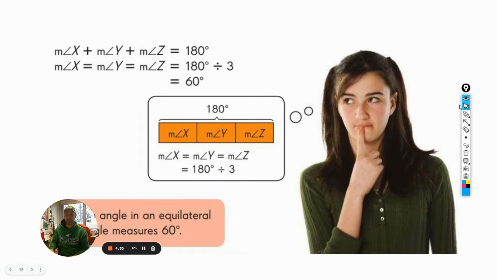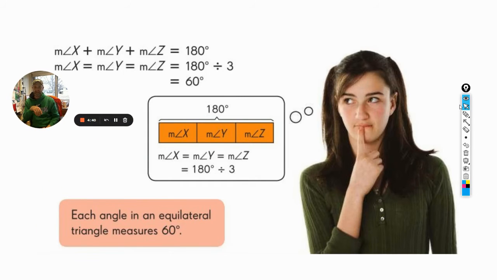So you can classify these things in multiple ways. So equilateral, special isosceles with all three sides equal. Okay. So if the angle x plus angle y plus angle z is 180 and they're all the same, 180 divided by 3 is 60. So each angle in an equilateral triangle measures 60 degrees.